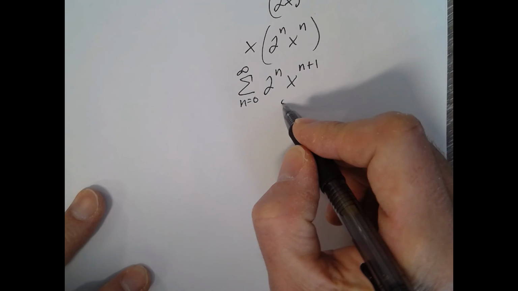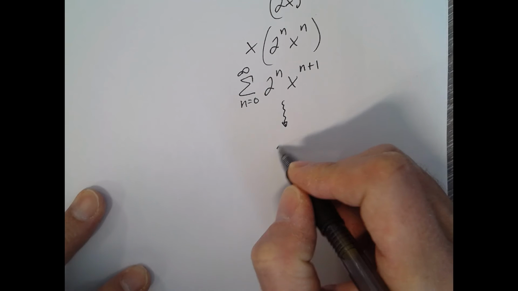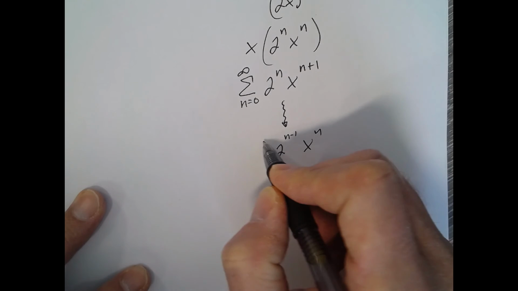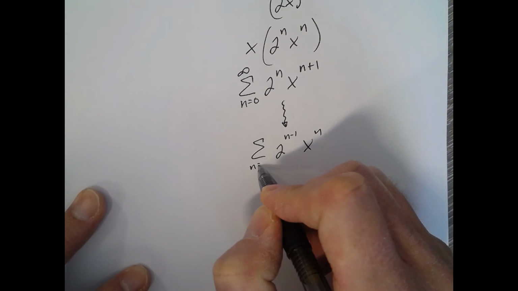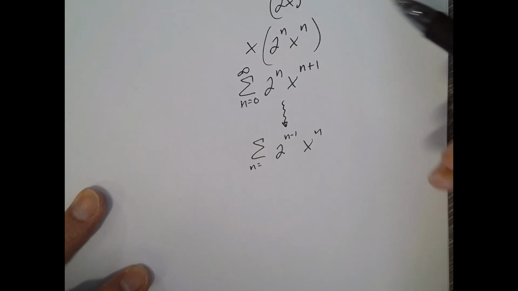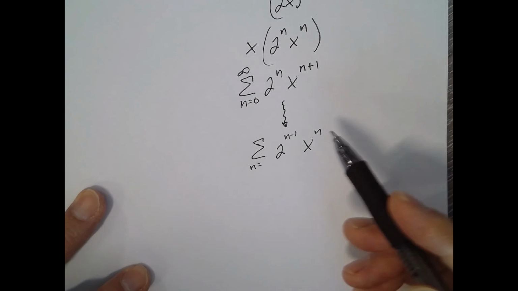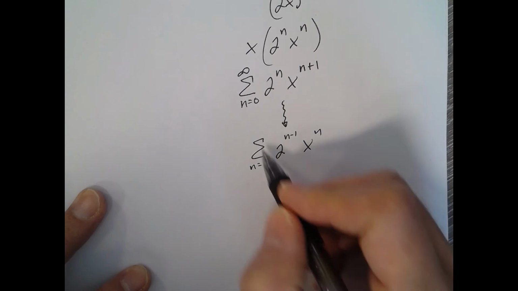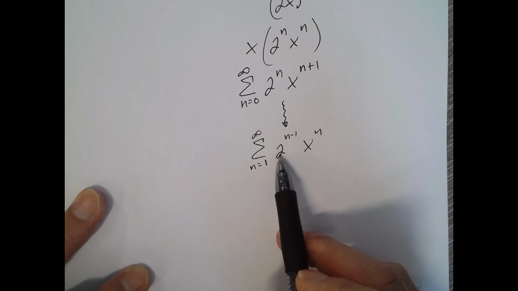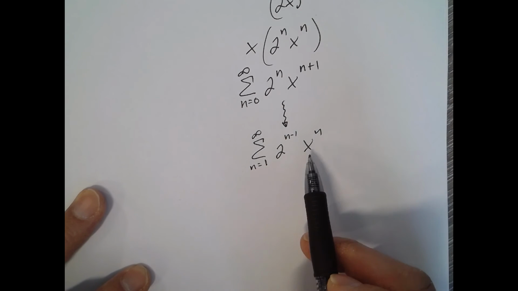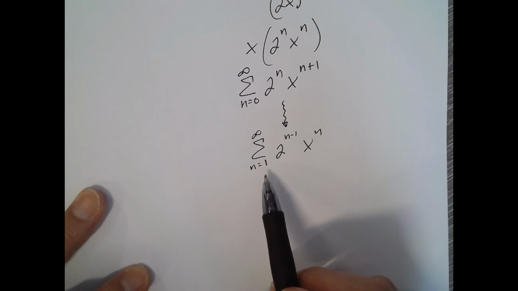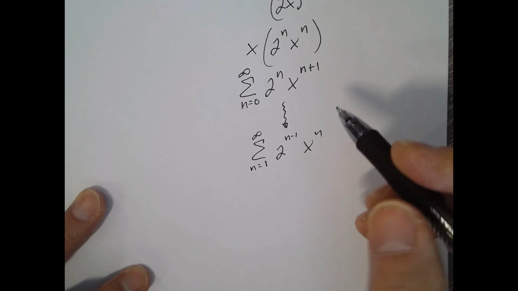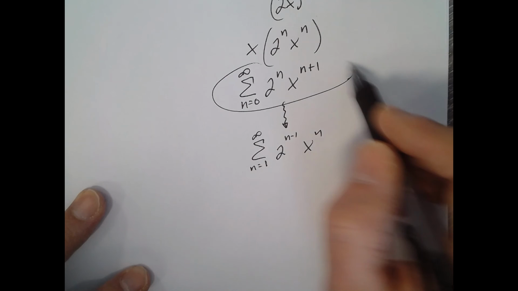Another version might be 2 to the n minus 1 and then x to the n. It's the same thing. So if we want our first term to be x, if I make n 1 here, that would give you 2 to the 0, x to the first. That gives you x as our first term, and so on. So either one of these two would work.